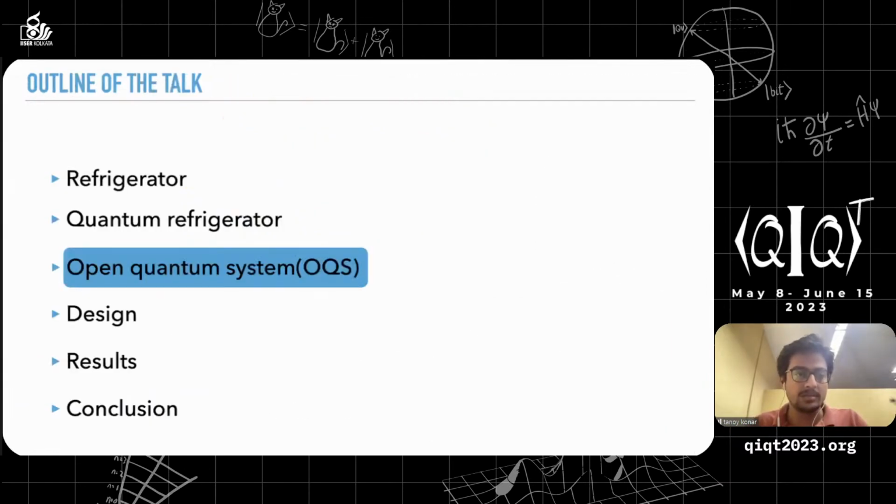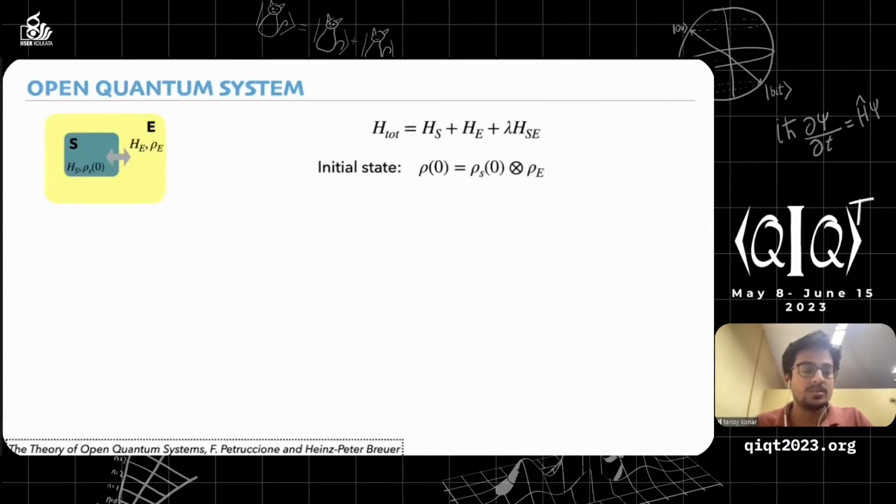Now I'll talk about open quantum systems. In an open quantum system, there is a system given by the Hamiltonian HS with initial state rho S, and an environment with some Hamiltonian HE and state rho E, and in between them there is an interaction governed by lambda HSE. At the initial time, the state is a product state, rho S tensor rho E, and then we evolve the system by the unitary generated by H total, and to check the system properties, we trace out the environment.